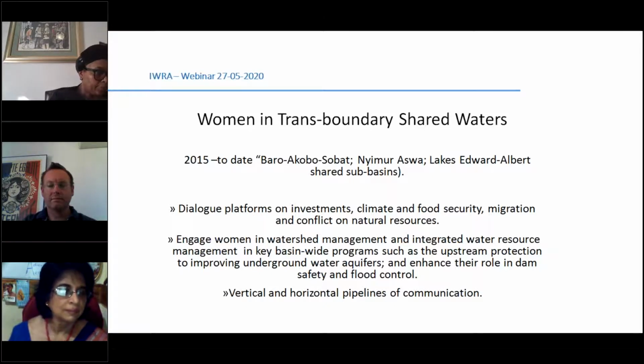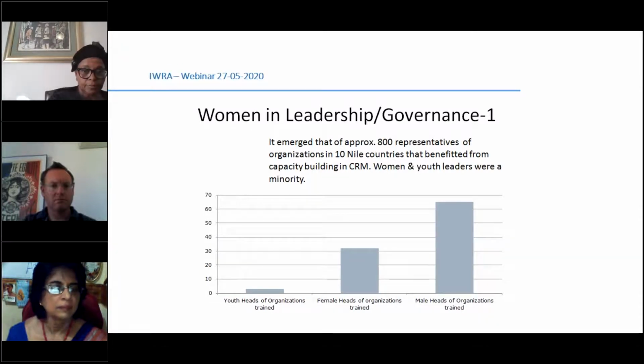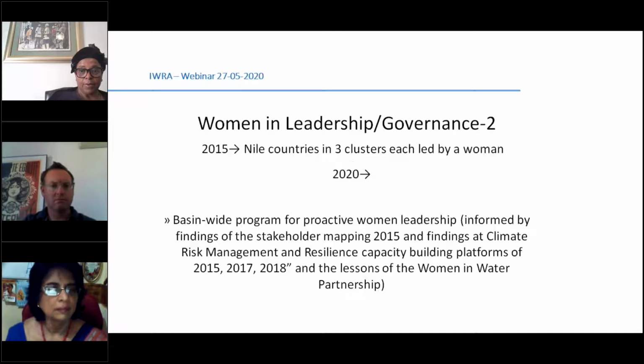Now, this is communicated vertically and horizontally in 2 pipelines of communication by this organization, so the information can reach the decision makers and also the groups at the grassroots. And during these 5 years, it has been found that women in leadership are very minor. They are not as prominent as male heads of organizations. Although in 2015 this organization set up the 10 countries in 3 clusters, where Egypt, Ethiopia, South Sudan and Sudan were cluster 1, headed by a woman, and Kenya, Uganda, Tanzania headed by a woman, and Rwanda, Burundi, and DR Congo headed by a woman, it was still found that women are only powerful in Sudan. In the rest of the countries, the percentages are below 30.